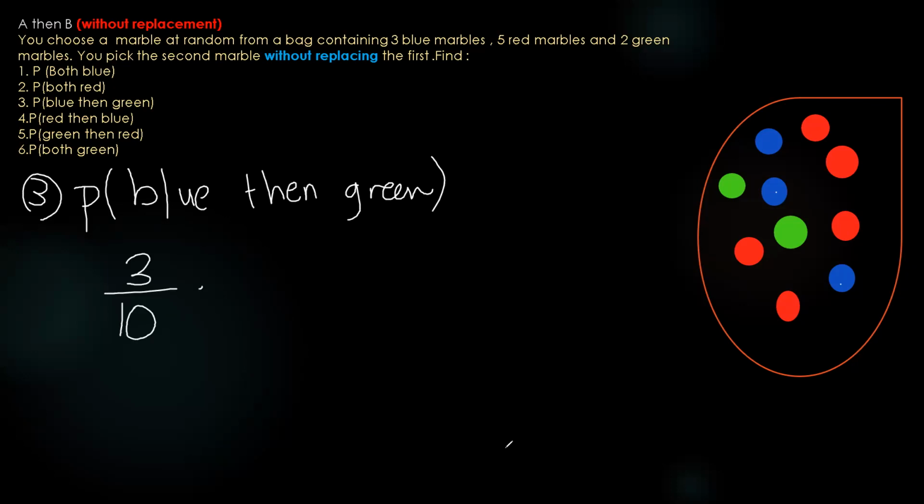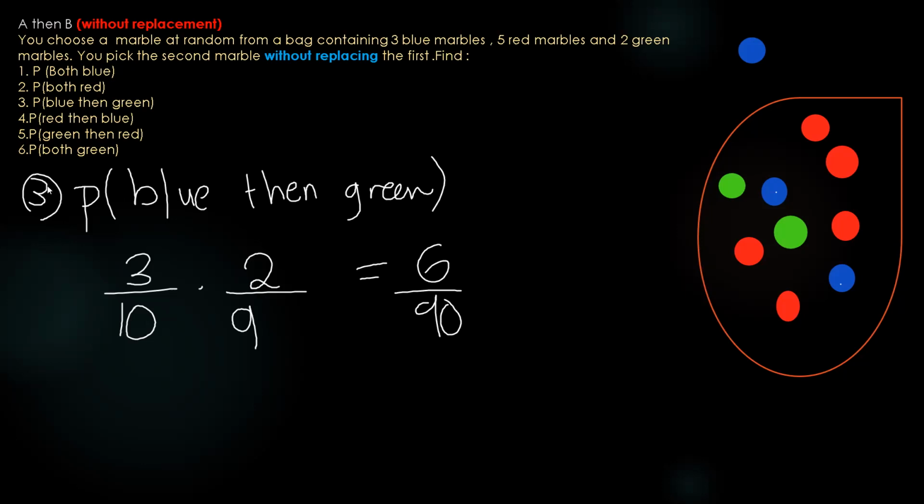And then the second one is green. For the second one here, since I take the blue one outside, now I want to choose the green. But choosing the green didn't affect choosing the blue, because the number of greens here didn't depend on the number of blue. So what do we have now? We have 2 greens over, but after we take out the blue, how many marbles do we have? We have 9. So now the answer will be 6 over 90.